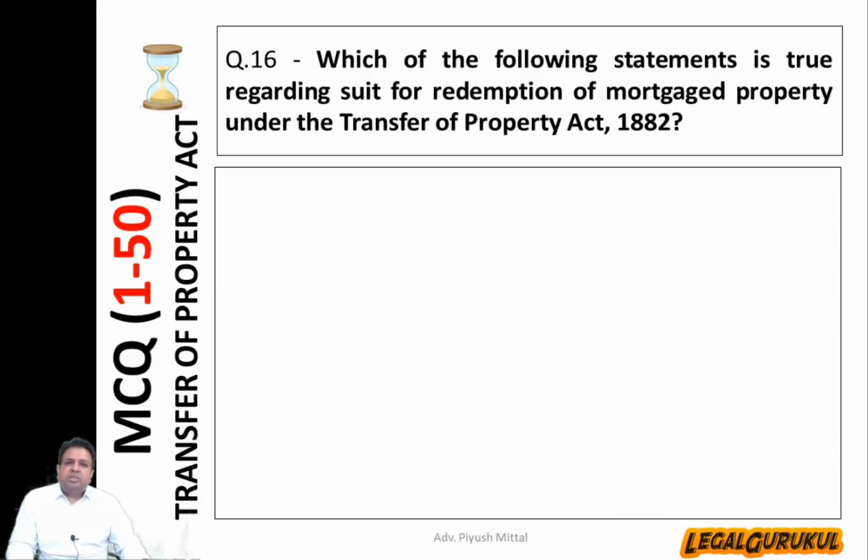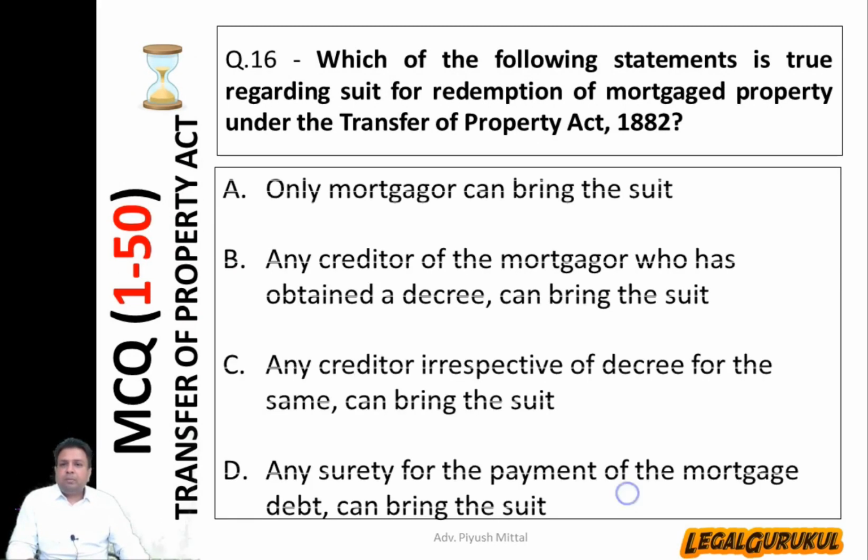Question number 16. Which of the following statements is true regarding suit for redemption of mortgage property under the Transfer of Property Act 1882? Option A. Only the mortgagor can bring the suit. Option B. Only any creditor of the mortgagor who has obtained a decree can bring the suit. C. Any creditor irrespective of decree for the same can bring the suit. D. Any surety for the payment of mortgage debt can bring the suit. And the correct answer is D. Any surety for the payment of the mortgage debt can bring the suit.